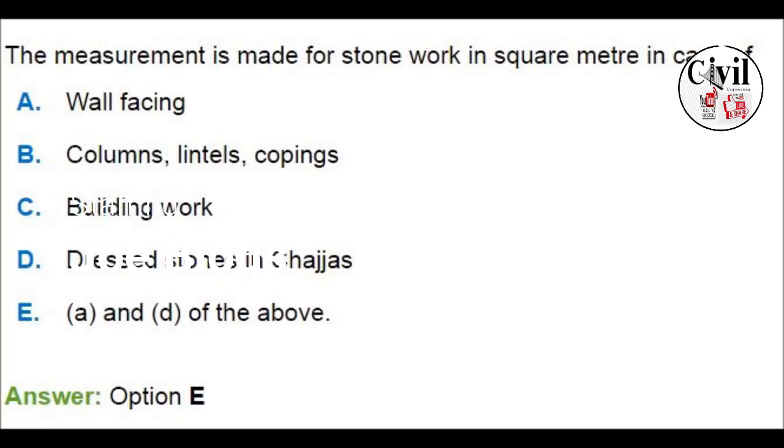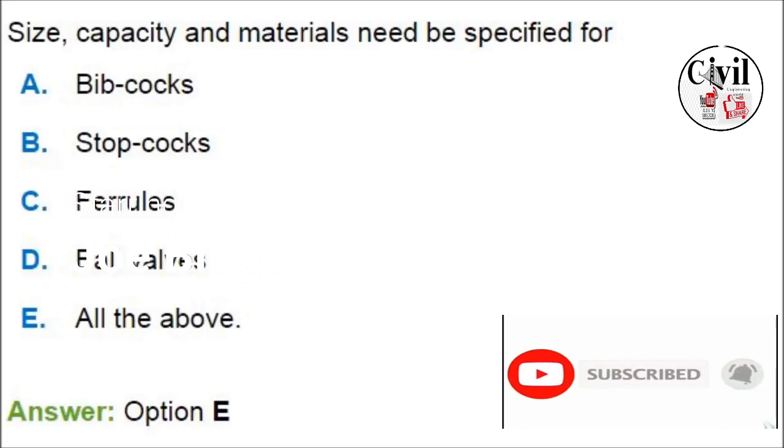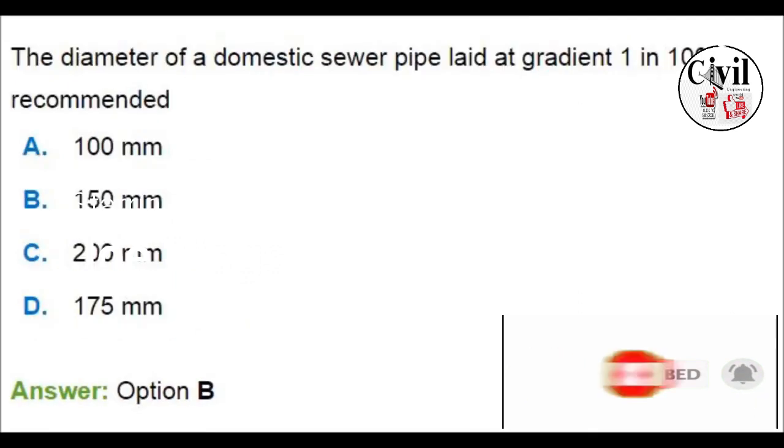Okay. So size, capacity, and materials need to be specified for which of the following options: bibcocks, stopcocks, ferrules, and ball valves, all of the above. So in all of the above, E is the correct option because we take it all in consideration. Okay, the diameter of domestic sewer pipe laid at gradient 1 in 100 is recommended as 150 millimeter. So B is the correct answer in our case.